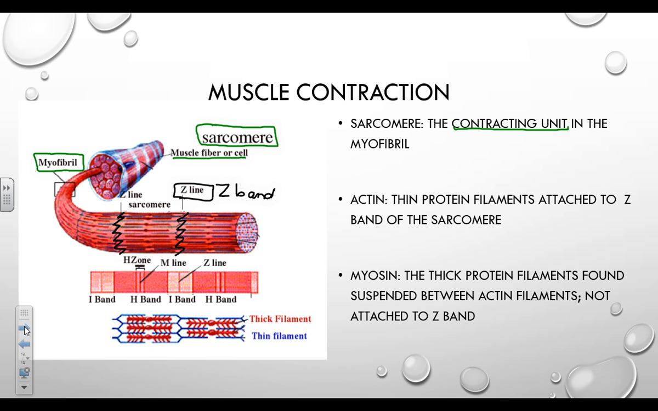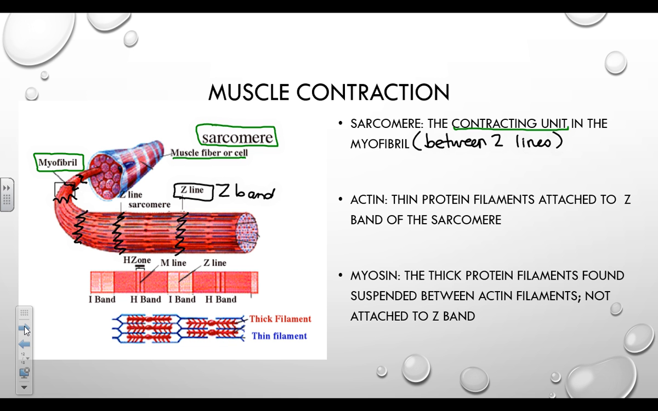When you're looking at a myofibril and you're really zoomed in, you will see not just one or two, you will see many, many Z lines. They keep going and going. But in between two Z lines is a sarcomere. So between the Z lines, that is one sarcomere.